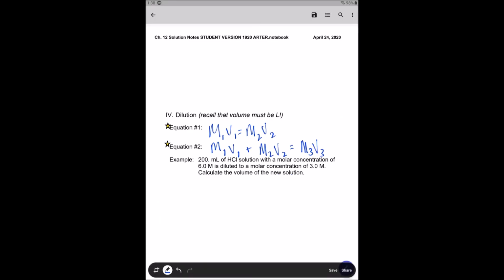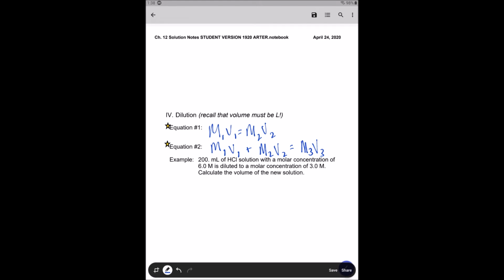Okay, on to dilution then. You will have an activity with dilution, so dilution is very important. We use it all the time in our class when we're combining solutions and things. M1V1, molarity 1 volume 1 equals molarity 2 volume 2.